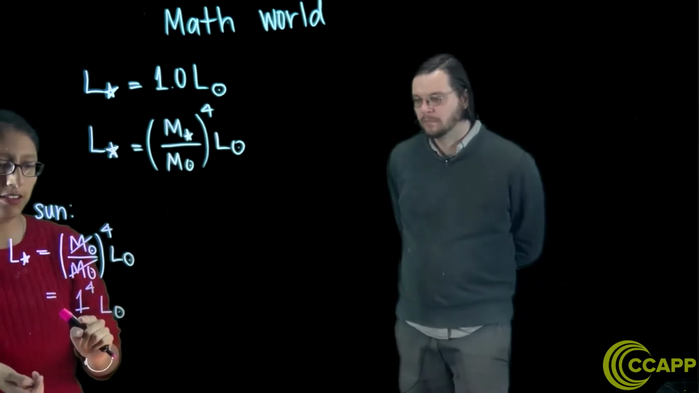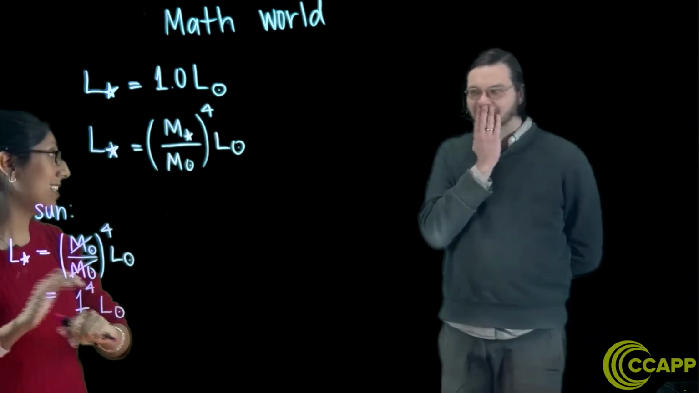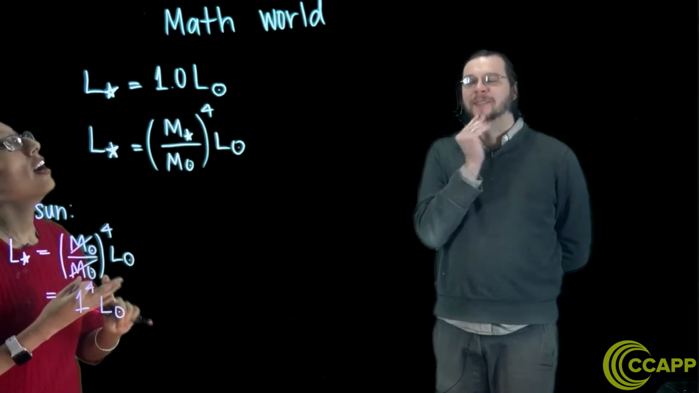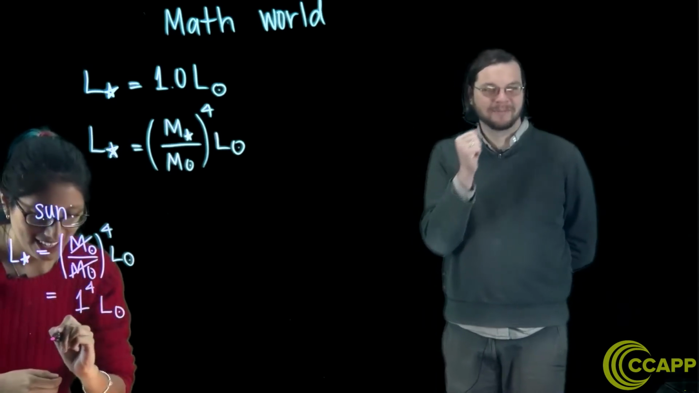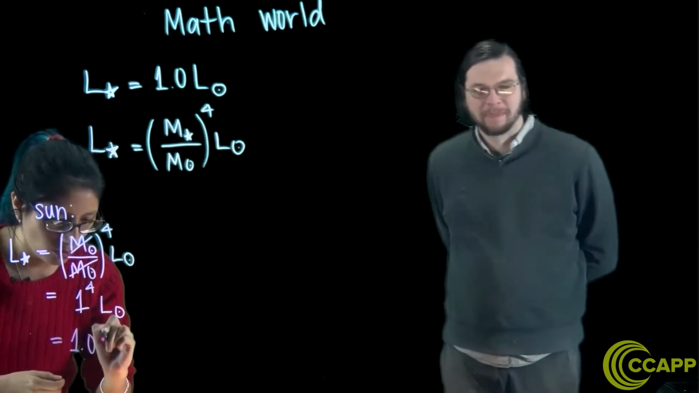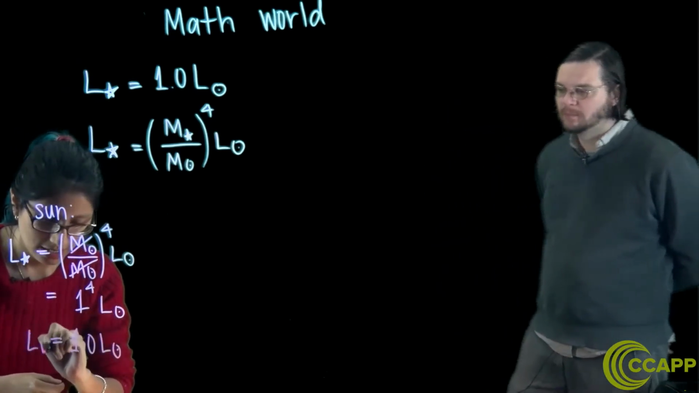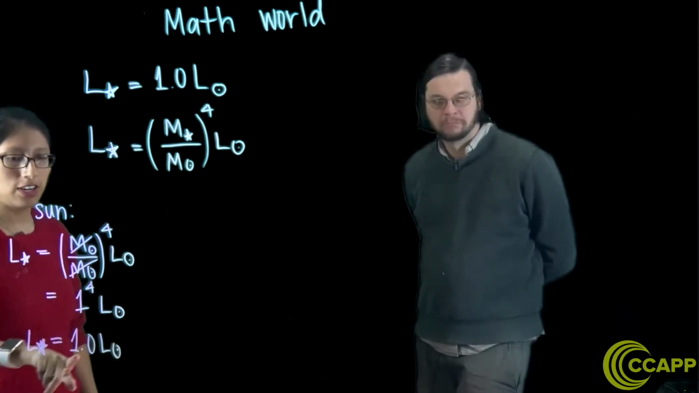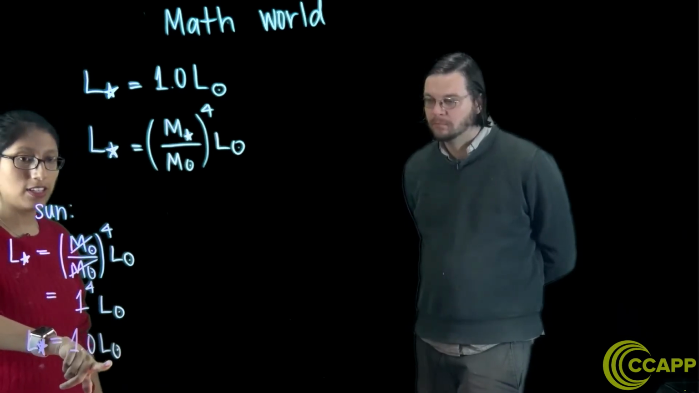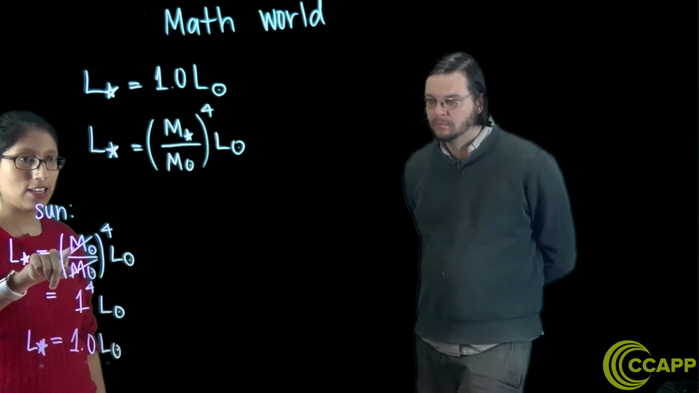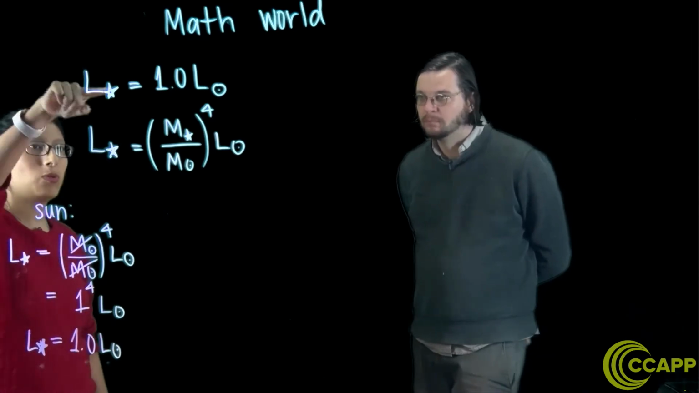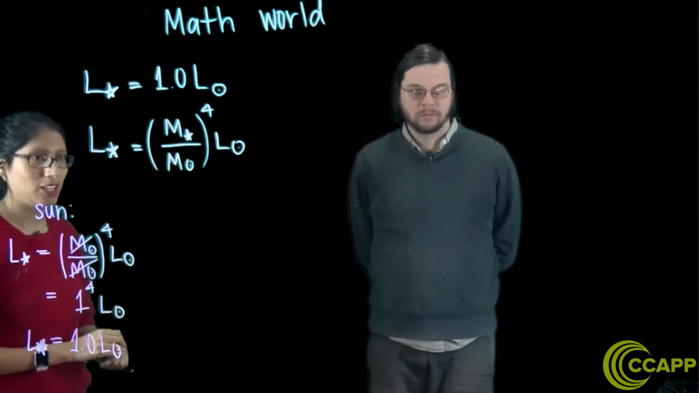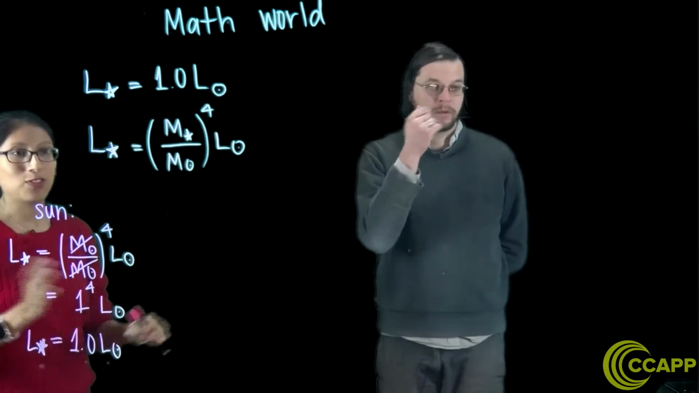If I'm not mistaken, 1 to the 4th power is 1 times 1 times 1 times 1, which is 1. So we have that the luminosity of the star is 1 times the luminosity of the sun if the mass is equal to the mass of the sun, which is what we had up here. So we know that it is correct. It works for the sun.